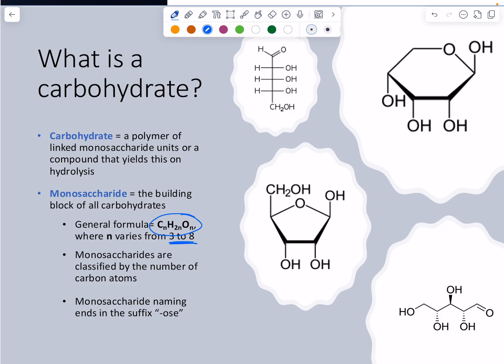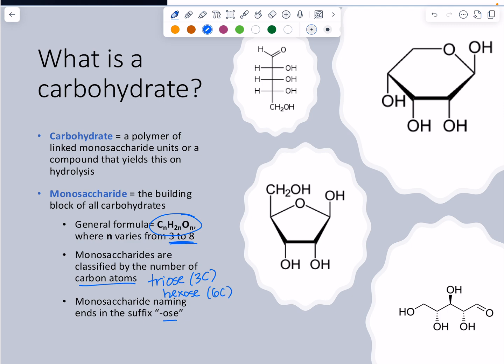Monosaccharides are classified by the number of carbon atoms, and we use Greek prefixes to say how many carbons there are. So we have things like trioses. The suffix is -ose. A triose has 3 carbons, a hexose has 6 carbons, pentoses have 5, and tetroses have 4.